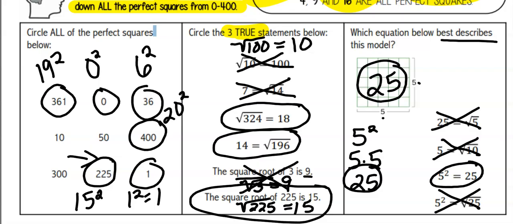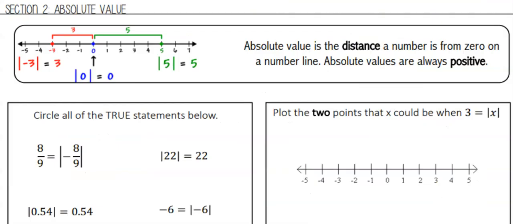Let's go on to the next section. So this section is absolute value, and we learned that absolute value is the distance a number is from 0 on a number line. Please make sure that you're drawing number lines when you need to. If you're unsure of the distance a number is from 0, you can draw a number line. And also remember, absolute values are always positive values. So distance is always given as a positive value.